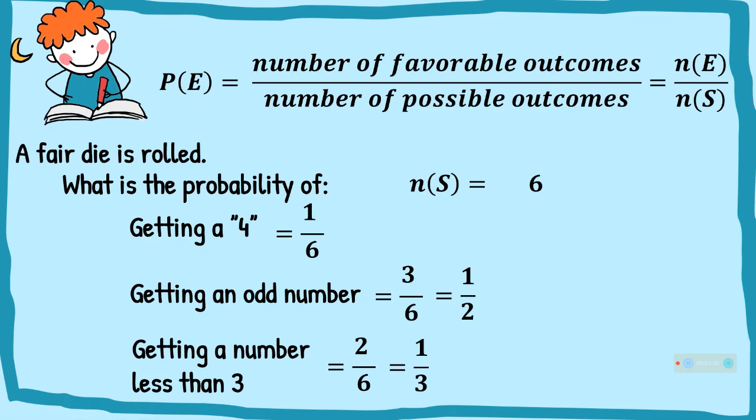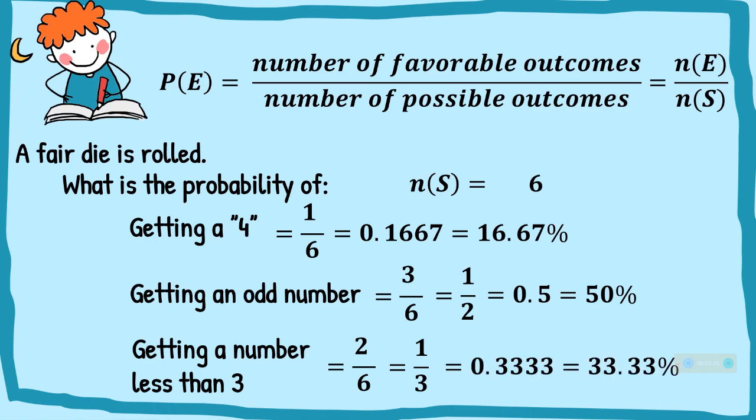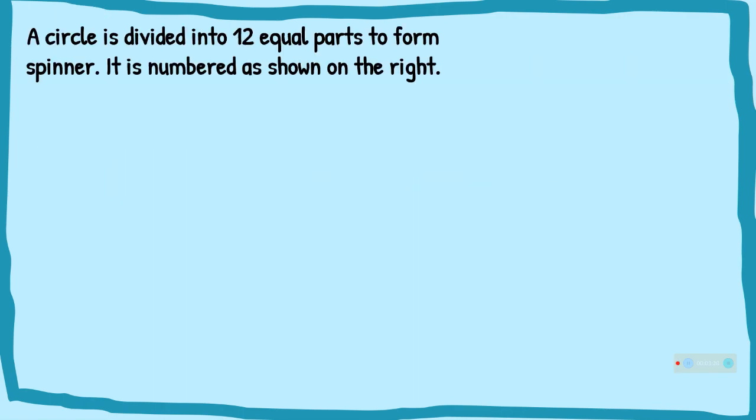And again, from our previous videos, we all know that probability can be expressed as a fraction, decimal, or percent. So we have here 1 over 6 is 0.1667 or 16.67%. 1/2 is 0.5 or 50%. And 1/3 is 0.333 or 33.33%. Okay, so question? Okay, next.